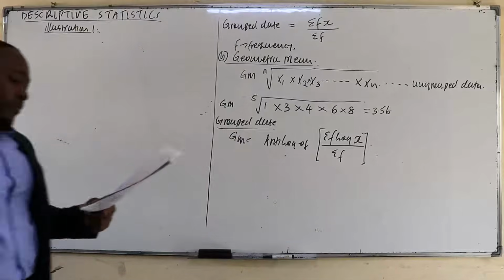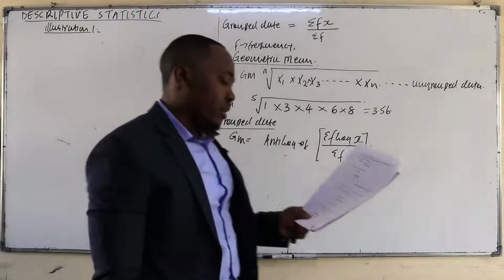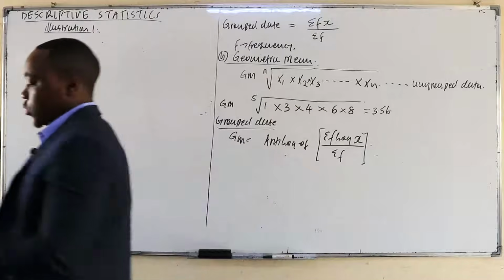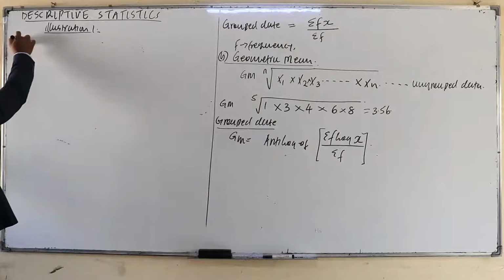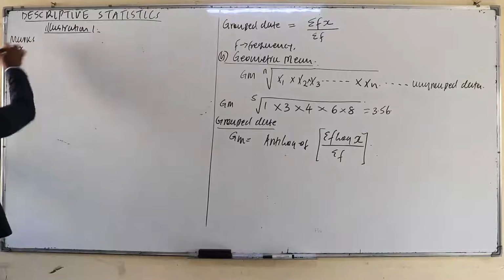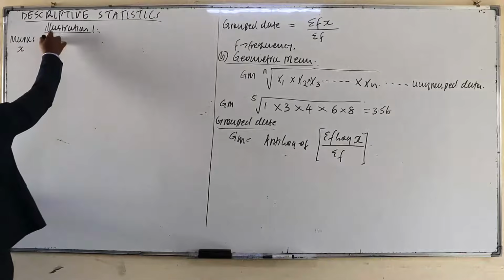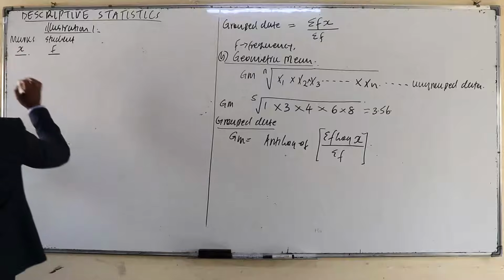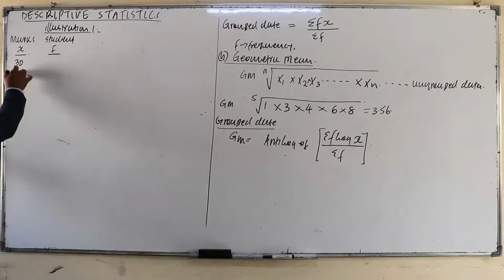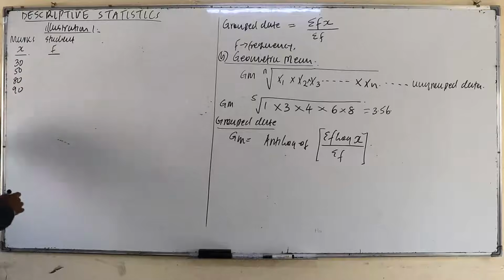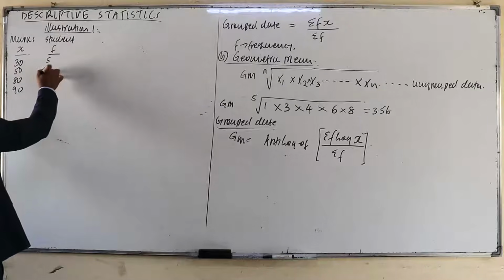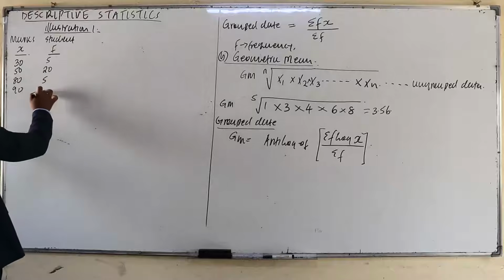So you're told to compute the geometric mean of the following data. You have the marks and then we have the students. Marks represent x, and the number of students will give us the frequency. So for marks we had 30, 50, 80, 90. And then we have the number of students: 5, 20, 5, and 2.